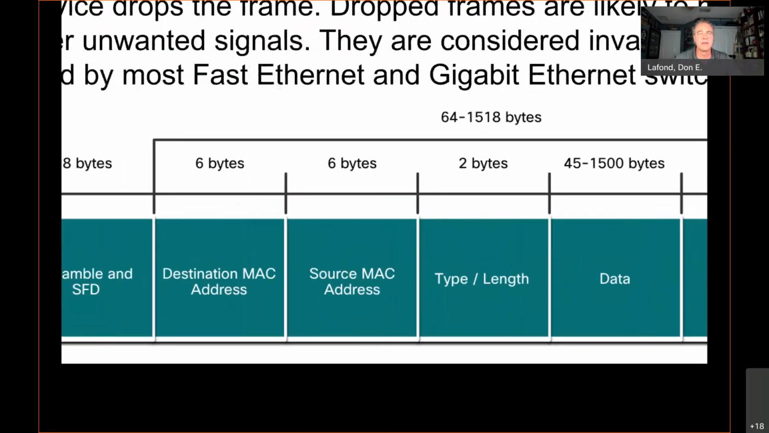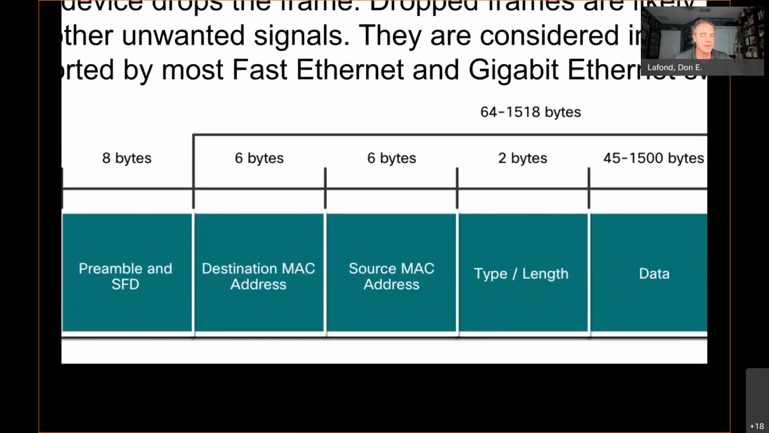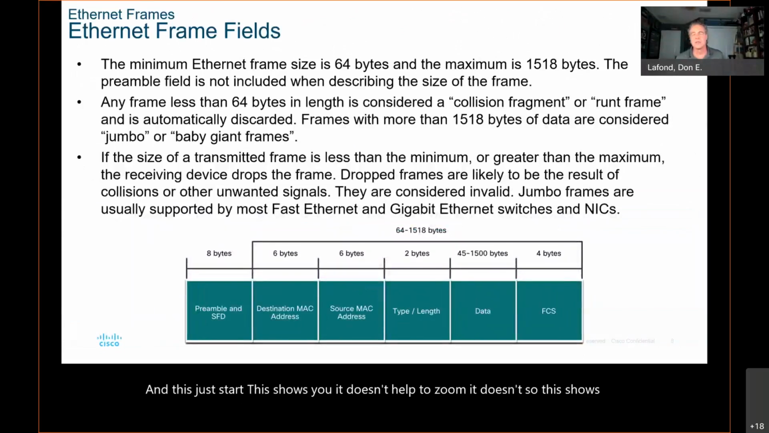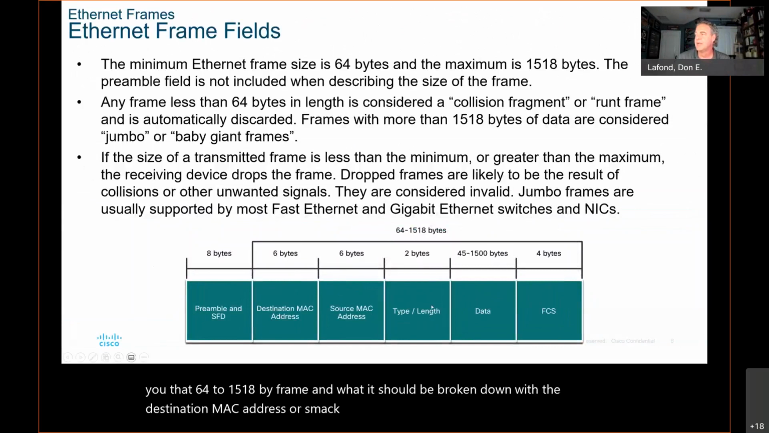This shows you, it doesn't help to zoom in, does it? So this shows you that 64 to 1518 byte frame and what it should be broken down with the destination MAC address, source MAC, what type of data it is.